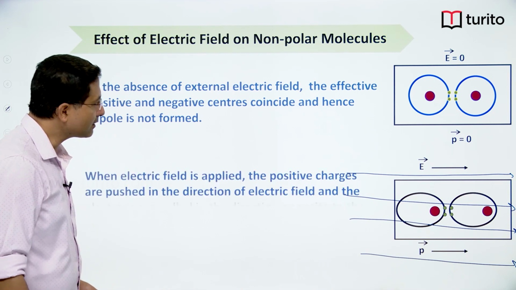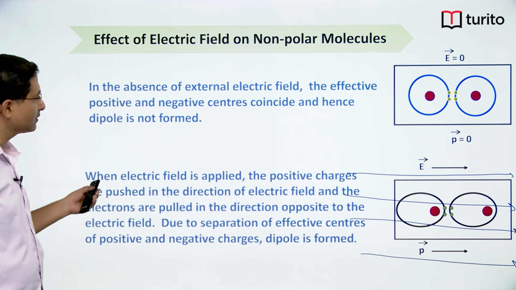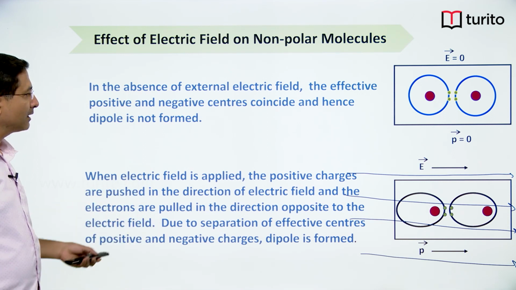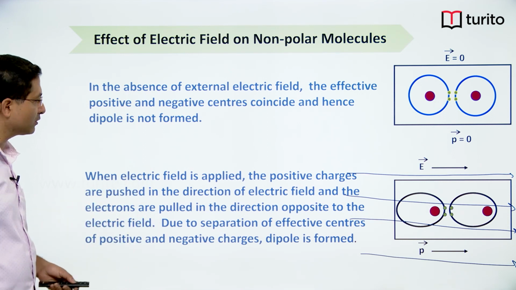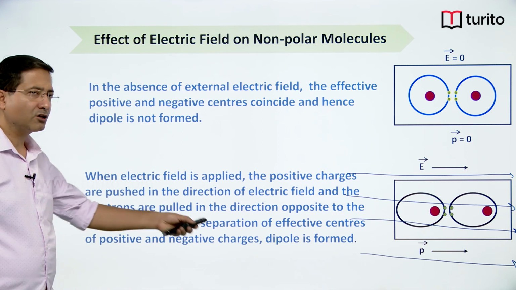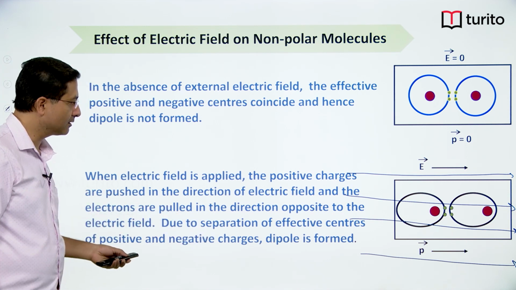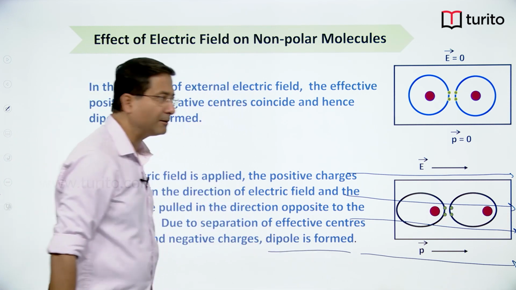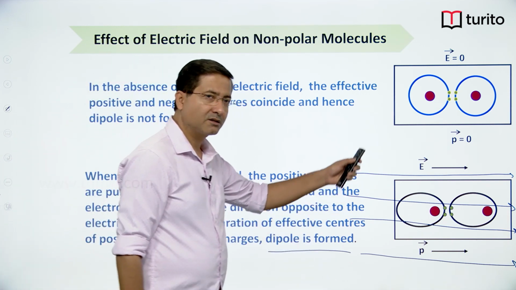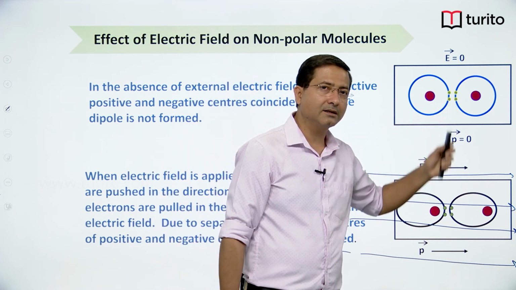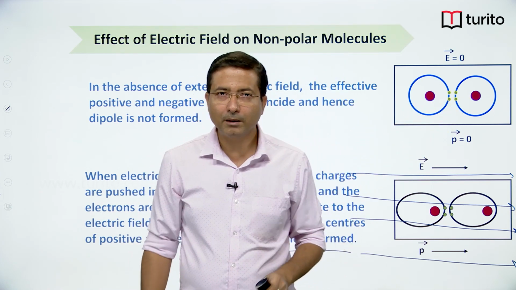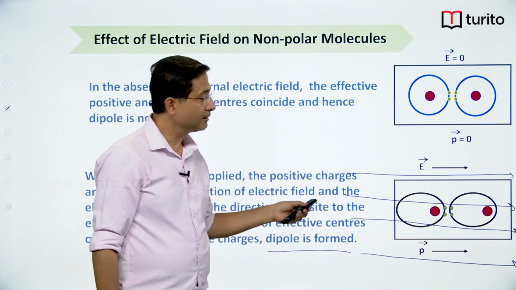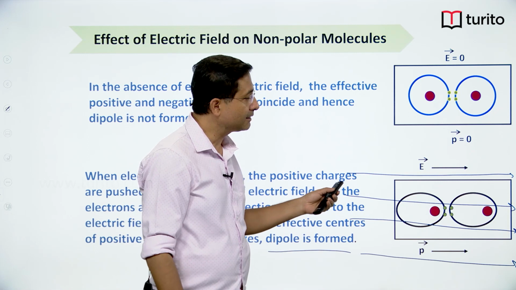So, when subjected to an external field, the positive charge is pushed towards the field and the negative charge opposite to the field, and due to the separation of effective charge centers, a dipole is formed. So, initially there is no dipole because the positive charge center and negative charge center were coinciding, but when it is subjected to an external field, then they develop a dipole moment.